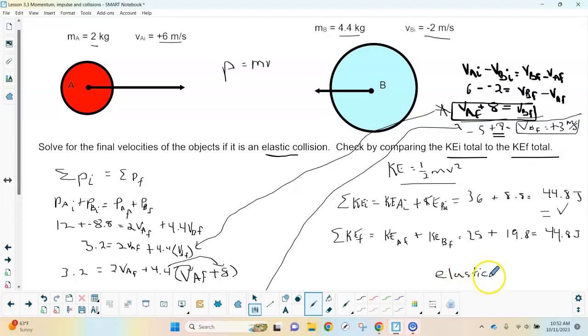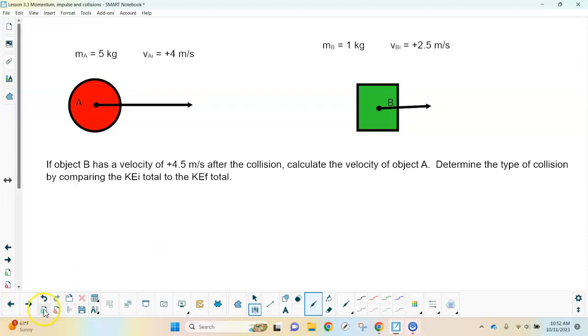So if it's an elastic equation, this equation has to be satisfied. These are going to be equal. Conservation of momentum is the same in every problem, so that doesn't change. Okay. This one is not elastic, so we're going to figure out what type of collision it is.